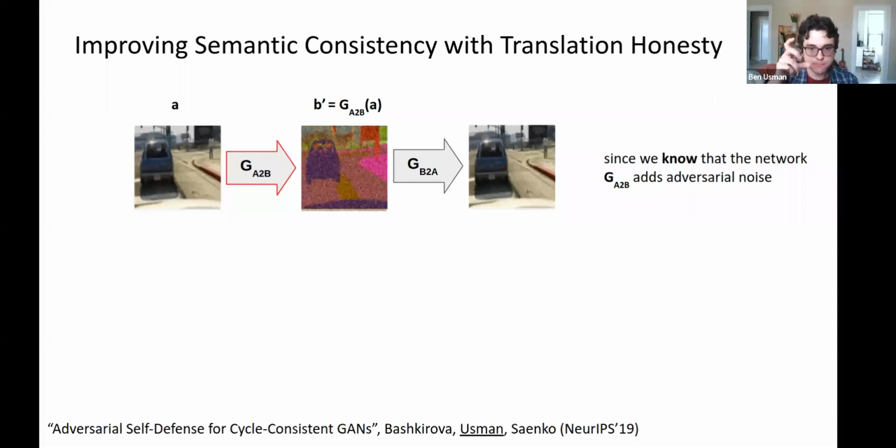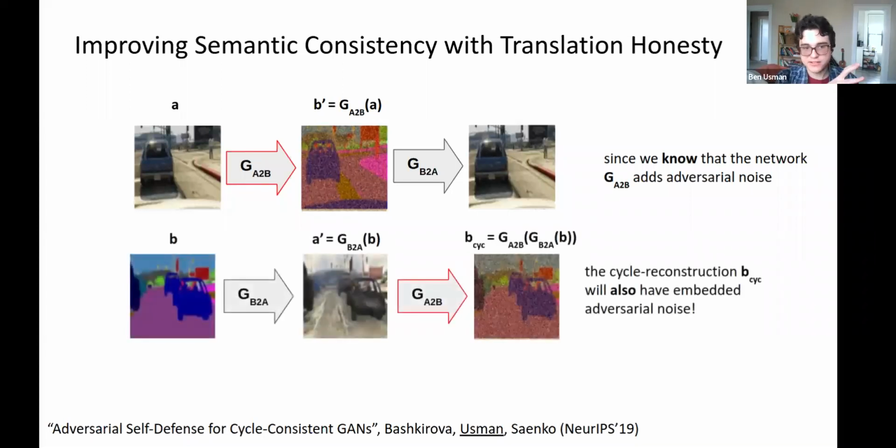So as we said, let's say we know that the network G A to B maps real images to segmentations and always adds this adversarial noise that helps it to reconstruct images perfectly. And here I exaggerate this noise, of course, just for visualization. The key observation is that if we take another real segmentation, map it to the real domain, and then back to the segmentation domain to get cycle reconstruction, that cycle reconstruction would look almost identical to the original, but will contain that adversarial noise, because it was generated using that network G A to B that we know always adds adversarial noise.